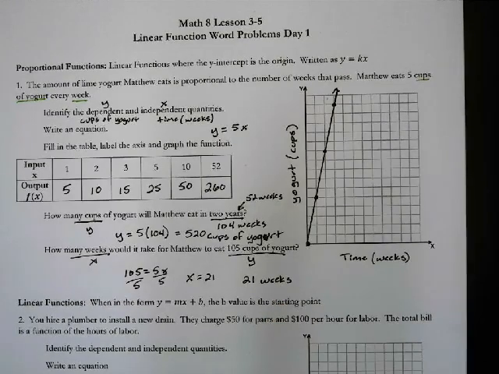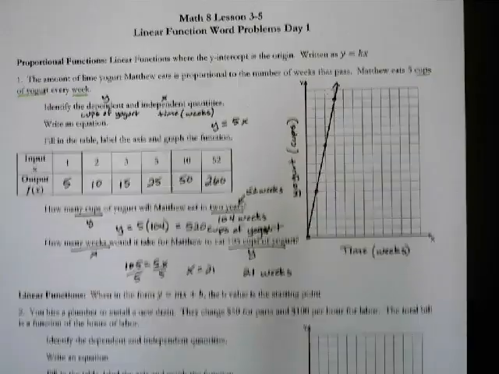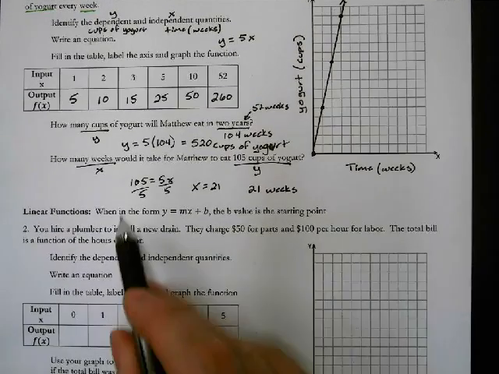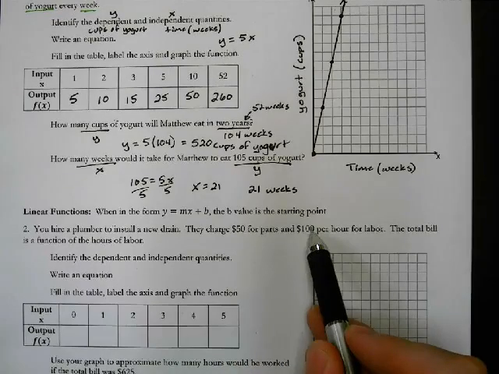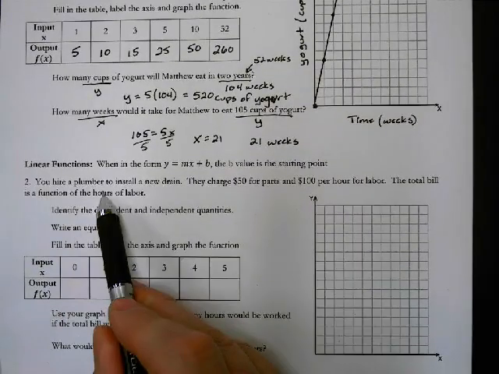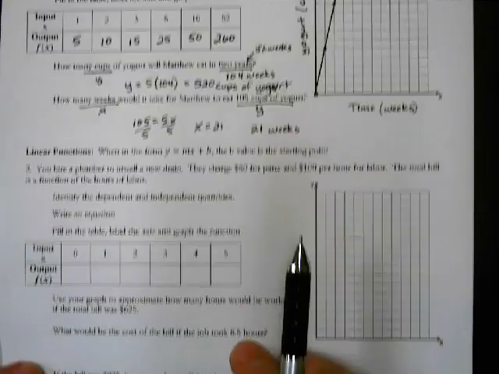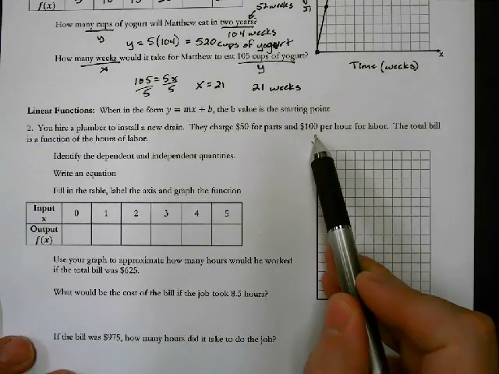All right, so those are proportional functions where the y-intercept is 0, so it goes right through the origin. Okay, just regular linear functions, we would do it in the form of y equals mx plus b, where b is the value of the starting point a lot of times on these functions, or the y-intercept. So here we go, we hire a plumber to install a new drain. They charge $50 for parts and $100 per hour for labor.